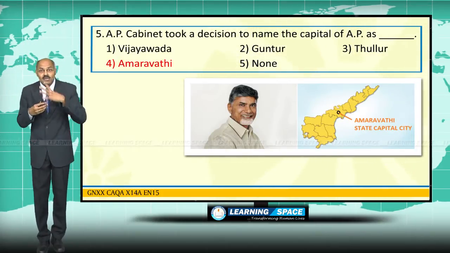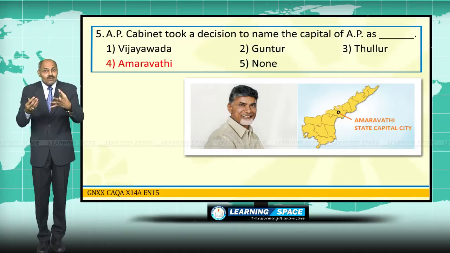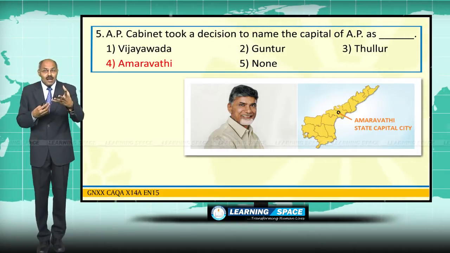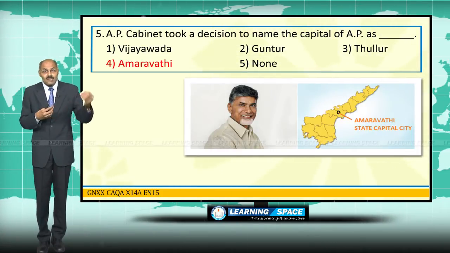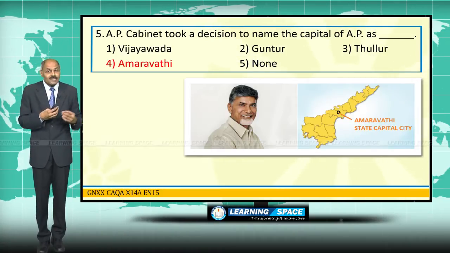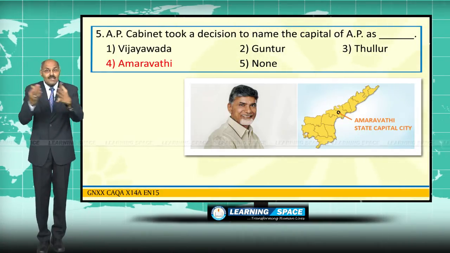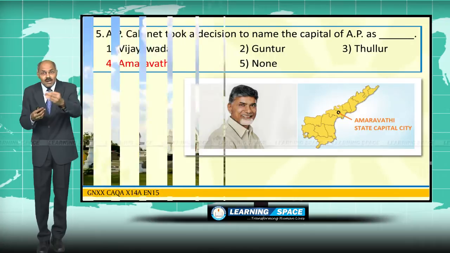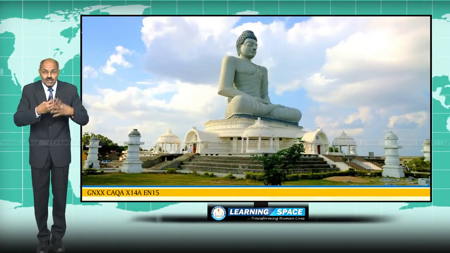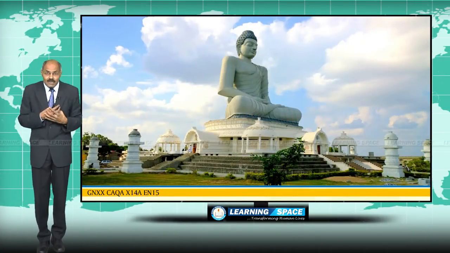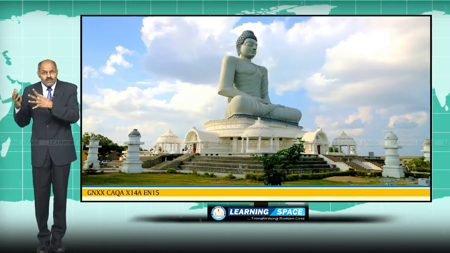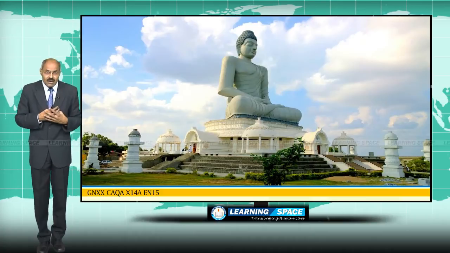Amaravati, please don't confuse with a town near Nagpur in the Vidarbha region of Maharashtra that exists with the same name. But this Amaravati is different. This Amaravati is on the banks of River Krishna, a famous Buddhist pilgrim center. It is close to Vijayawada city, and the capital city for Andhra Pradesh is going to come up on the banks of River Krishna, around 15 kilometers from Vijayawada city.